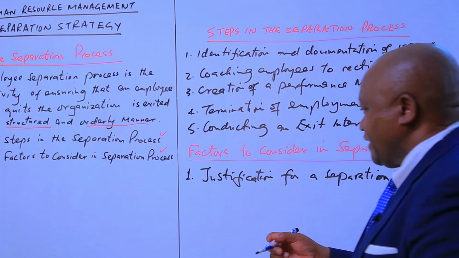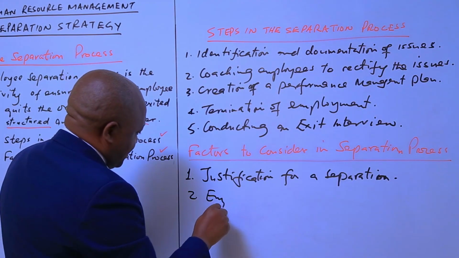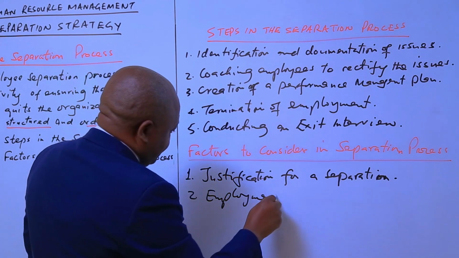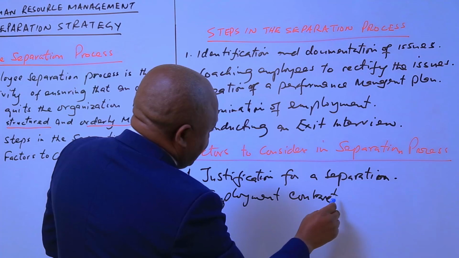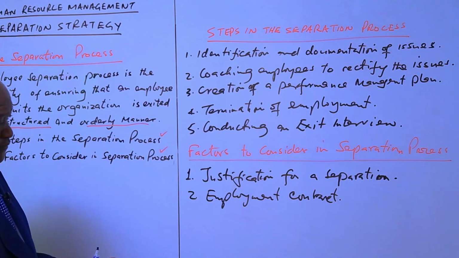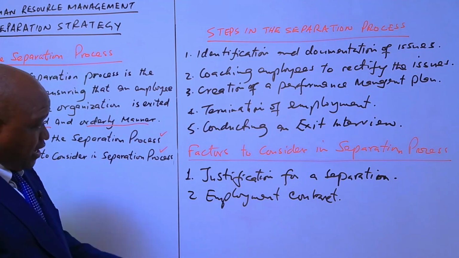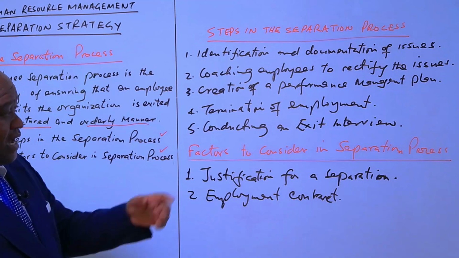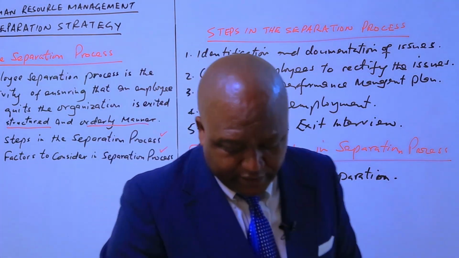And then there is also the employment contract. So this is very critical, dear learner. In the relationship between the employer and the employee, there is an employment contract. So the question is, what does the employment contract say about the separation? That is very critical to be considered.